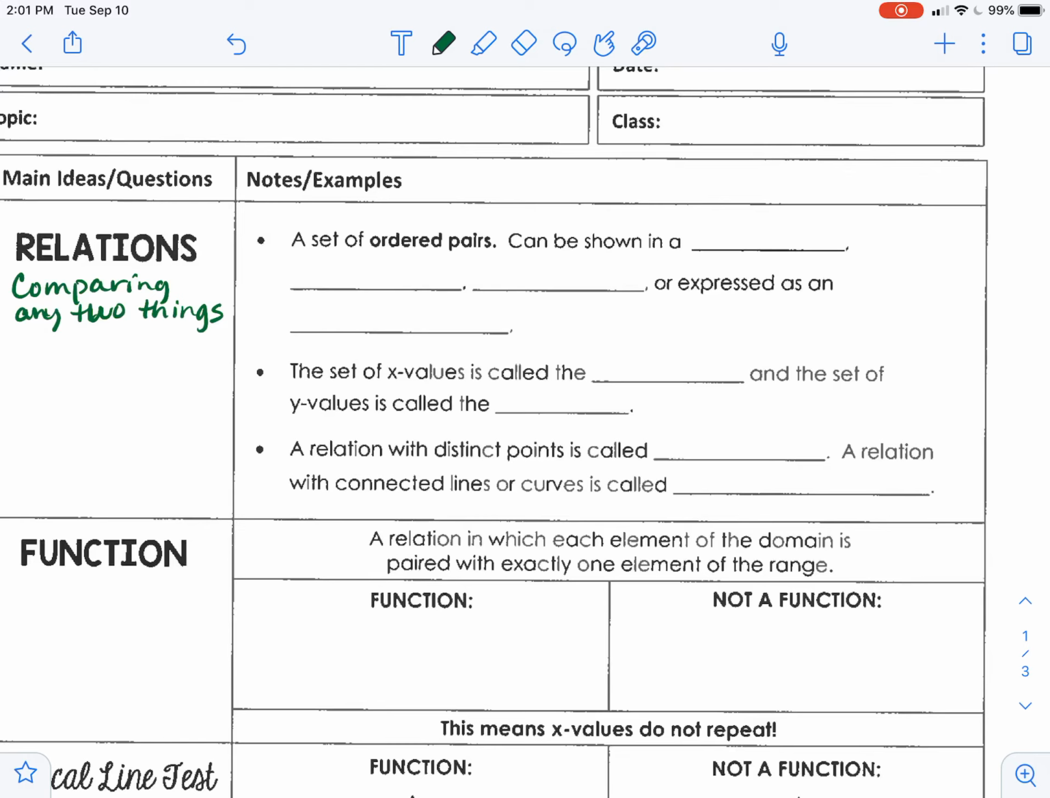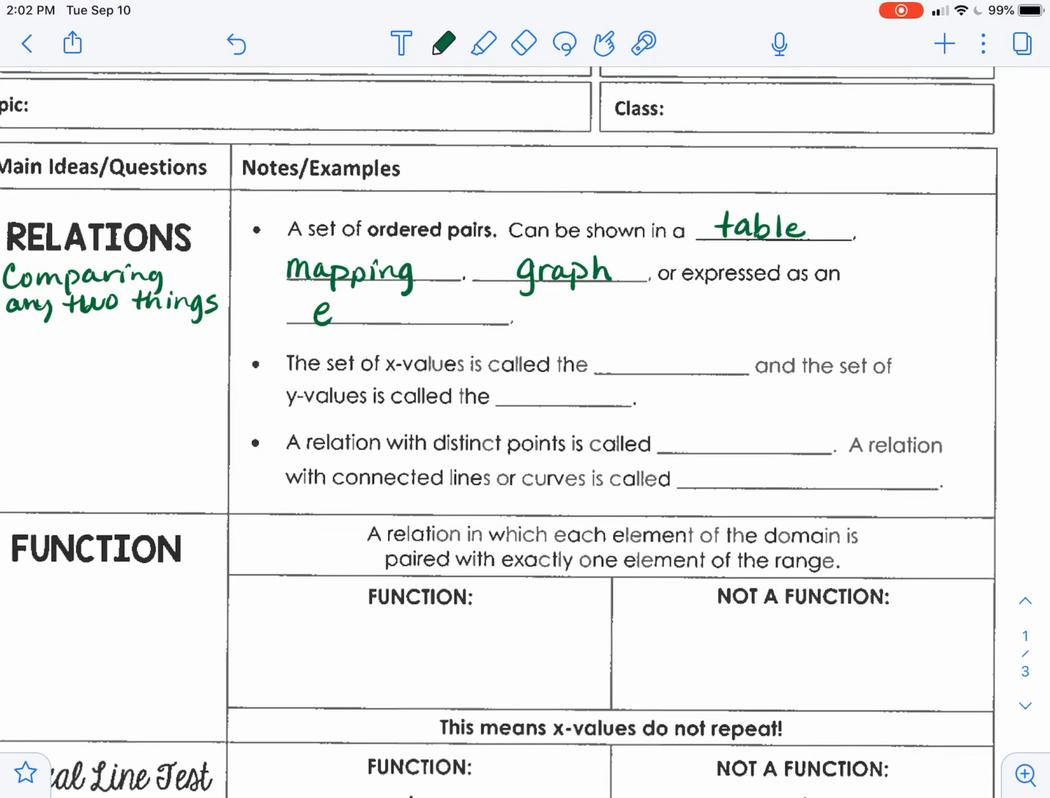definition there. So when we talk about how relations are written, they are a set of ordered pairs because we are comparing two things. And they can actually be shown in four different ways. One is a table, that would be like your T table. We could do mapping. We can do a graph. Or we might do an equation. And for the most part in here, the one that we're going to focus on is the graph and the equation once we get to going.